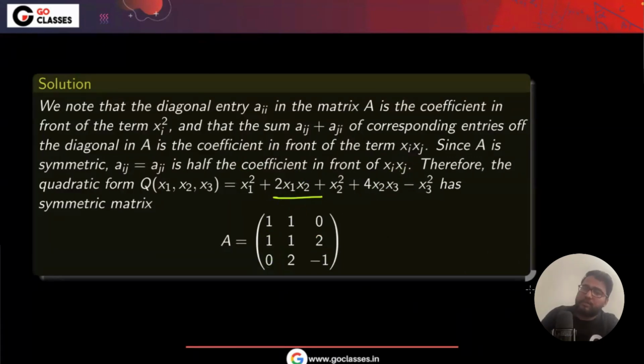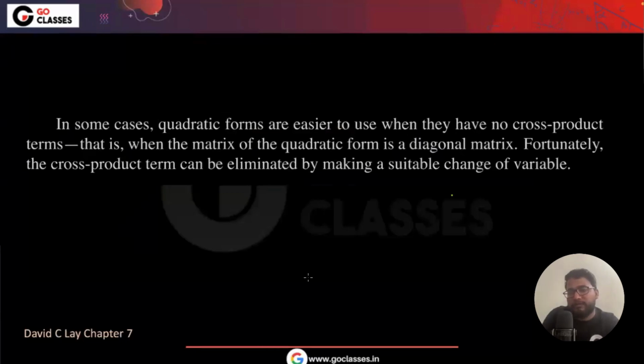There's a paragraph from David Lay, chapter 7. I have taken it, right? What they're saying is, in some cases, quadratic forms are easier to use when they have no cross product term, right? So what does this mean? If we don't want any cross product term, then the corresponding matrix should be diagonal, right?